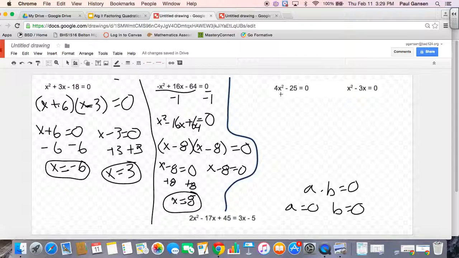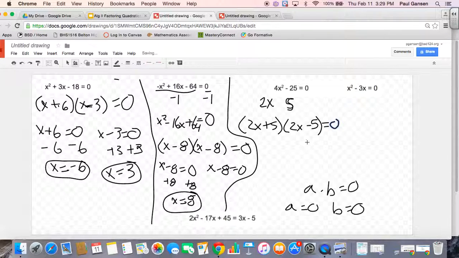So what we need to recognize here is that, okay, 4x squared minus 25, this is the difference of two squares. What did I square to get 4x squared? I squared 2x to get that. What did I square to get 25? We squared 5 to get that. So if you look at one of my previous videos that's dealt specifically with special factoring patterns, we see that this turns into 2x plus 5 times 2x minus 5 equals 0.